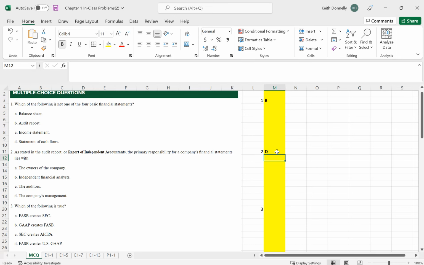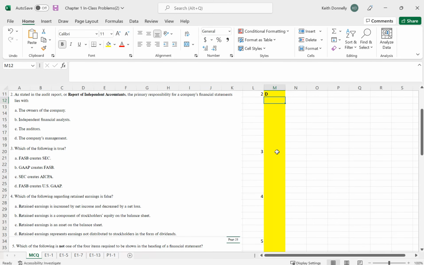Number 3 here, let's look at it. It says, which of the following is true? So for 3, this is going to be D. FASB makes GAAP. It's like the NFL makes the rule book. FASB makes GAAP. Let's look at 4 here. It says, which of the following regarding retained earnings is false? So 4, the answer here is going to be C.